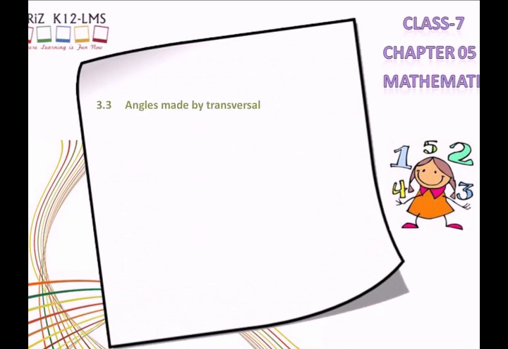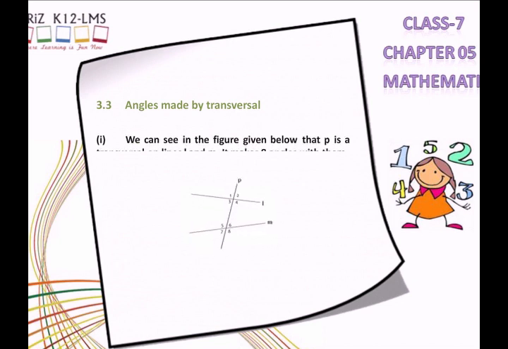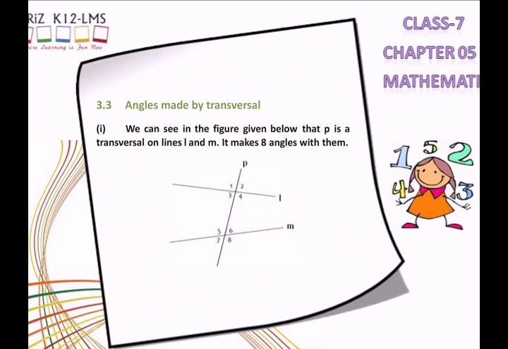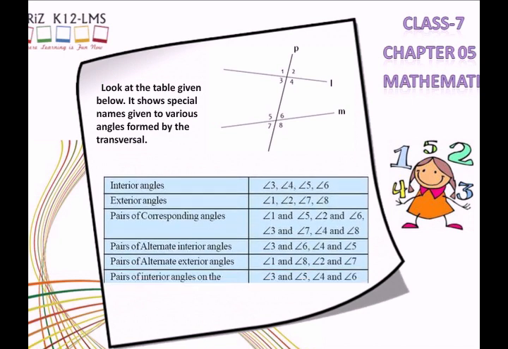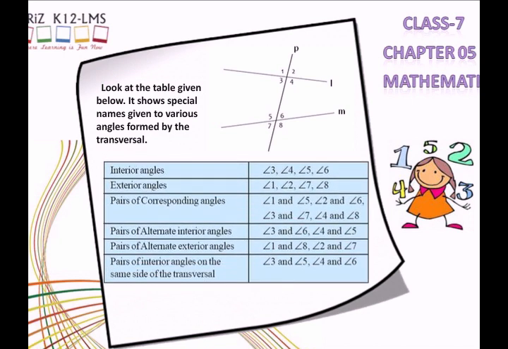3.3. Angles made by transversal. We can see in the figure given below that P is a transversal on lines L and M. It makes 8 angles with them. Look at the table given below. It shows special names given to various angles formed by the transversal. Interior angles. Angle 3, angle 4, angle 5, angle 6. Exterior angles. Angle 1, angle 2, angle 7, angle 8.